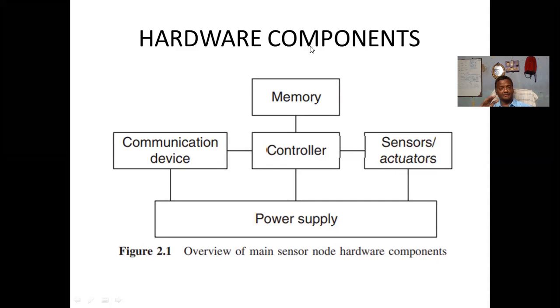Next, okay, up to now it is good, but what is the purpose? You want to communicate. That's why the communicating device is also important. Suppose there is power available, then it works. If there is no power, then what is the use? There is no use. That's why the power supply is also important. So these five are important: sensors, actuators, memory, controller, communicating device, and power supply. Clear?